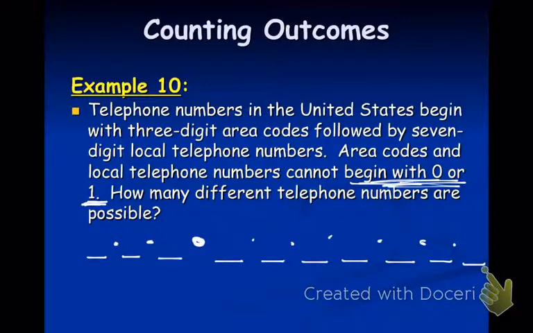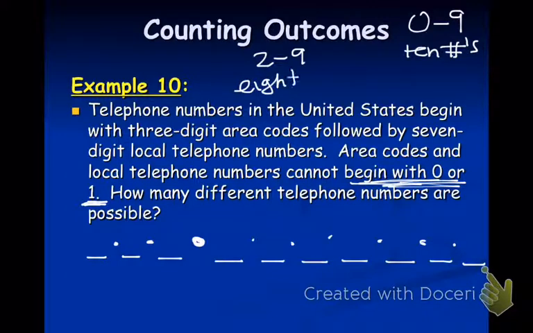So for the area code, we cannot use the numbers 0 and 1. So how many total digits are there from 0 to 9? There's a total of 10 numbers. But if we cannot use the 0 or the 1, we're going from 2 to 9. That means there's a total of 8 numbers. Let me write in words. That's not coming out nicely. We have a total of 8 numbers.